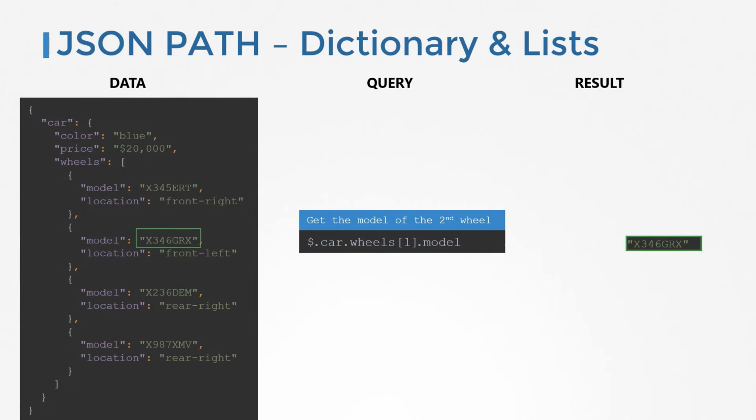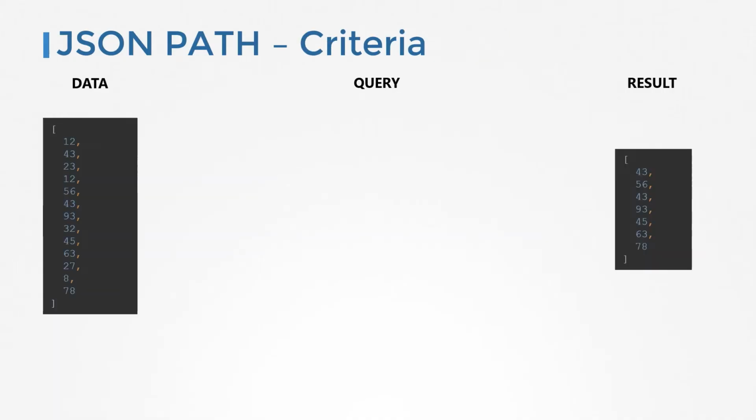Finally, let us look at applying some basic criteria or conditions to our query. So why do you need criteria or conditions in the first place? Here I have a set of data, which is basically a bunch of numbers. What if we want to query numbers based on certain criteria, such as list all numbers greater than 40? How do we do that?